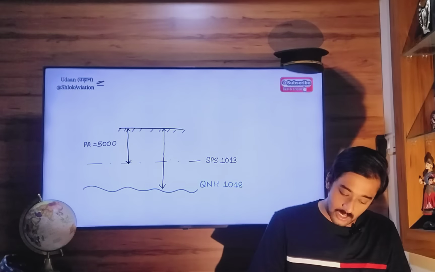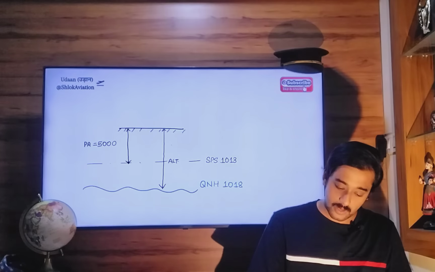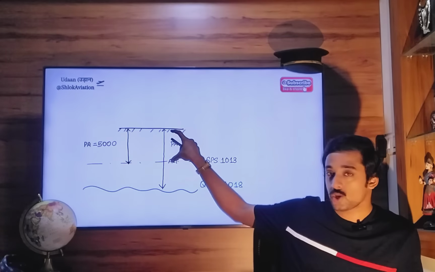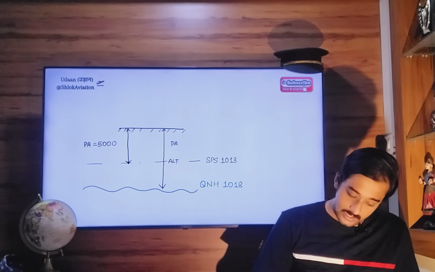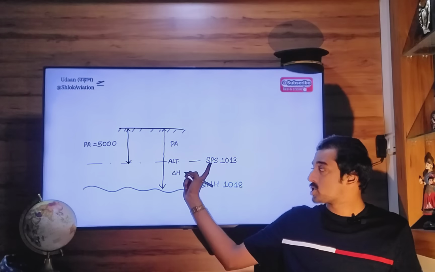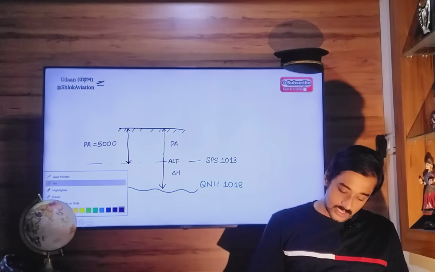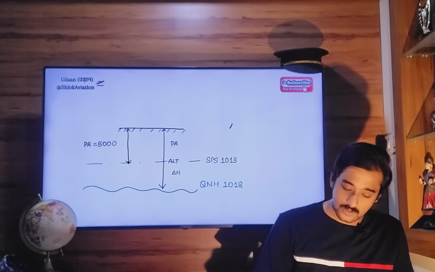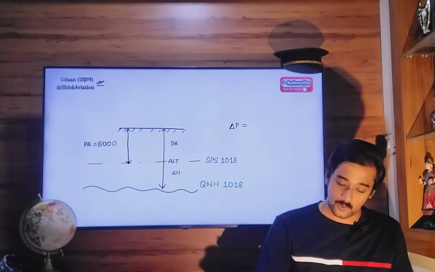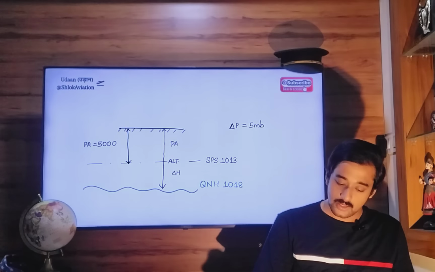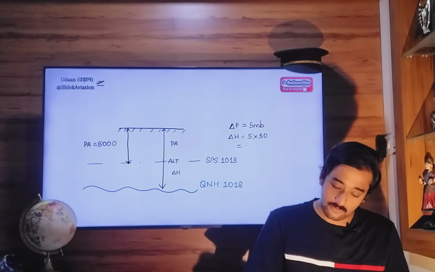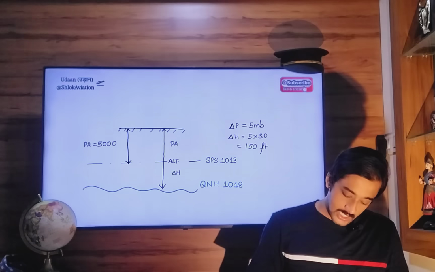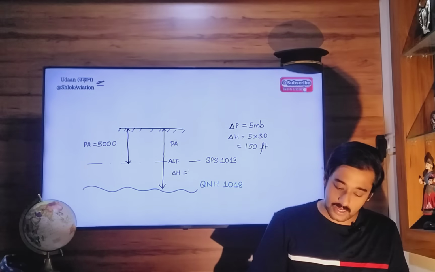So this altitude is made up of two parts. It is made up of this pressure altitude part, plus this additional part which is the height difference between these two pressure levels, right? So what is the difference between these two pressure levels? It is 1018 minus 1013, 5 millibars. So that will be equal to a height difference of 5 into 30, where 1 millibar equals approximately 30 feet, so 150 feet.